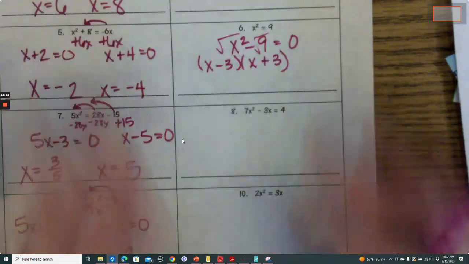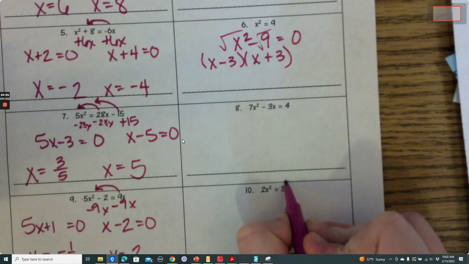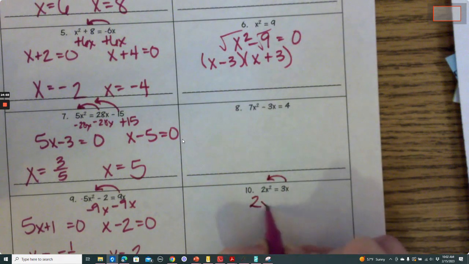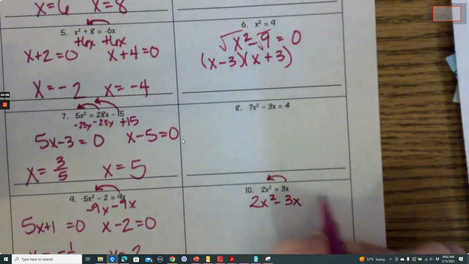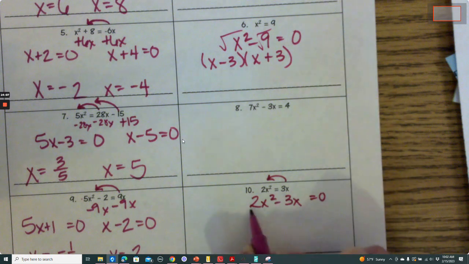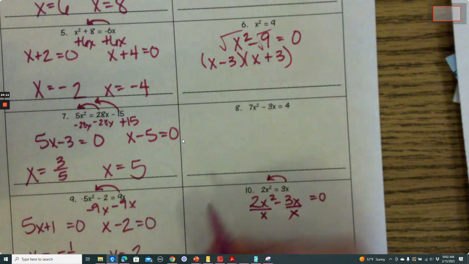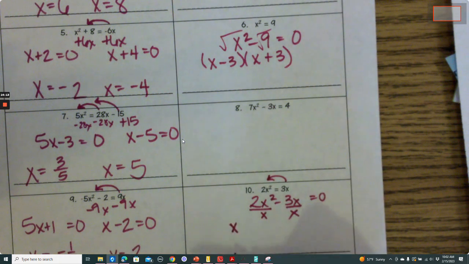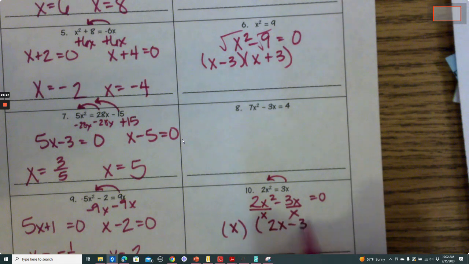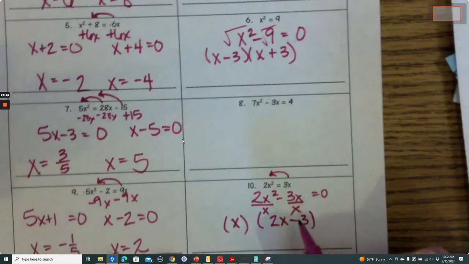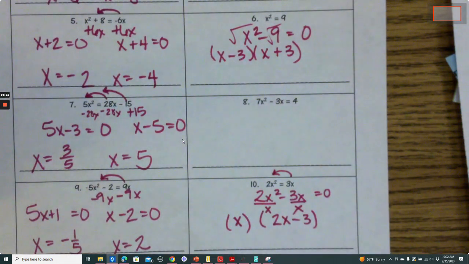And then number 10, you would have to move the 3x, so 2x squared minus 3x equals 0. And this is a greatest common factor too. You can factor an x out. So your two factors are x, that's one factor, and then 2x minus 3. So you would set x equal to 0 and 2x minus 3 equal to 0.